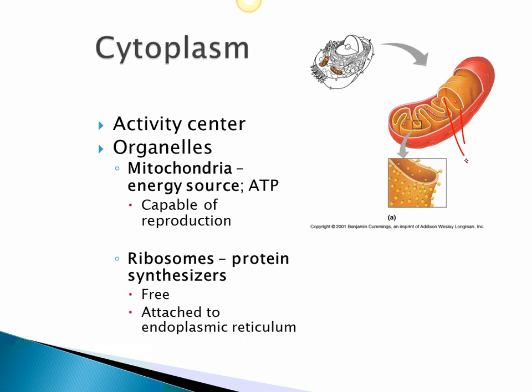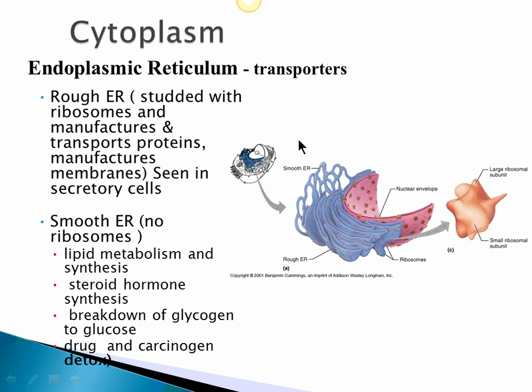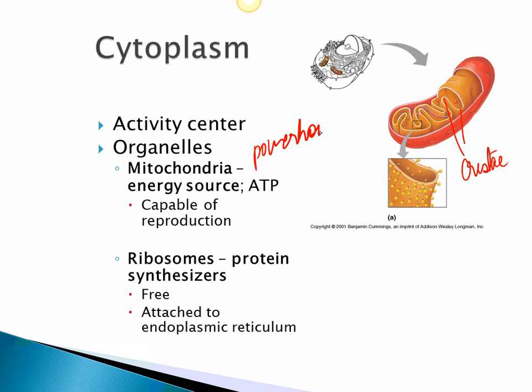Plural is cristae. It contains a lot of mitochondrial enzymes which are able to break down glucose, fats, and proteins and convert them into ATP. That's why we often call mitochondria the powerhouse of the cell. This is known as the powerhouse because it produces ATP.